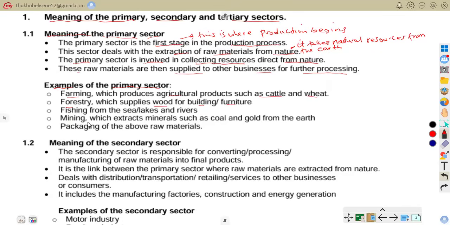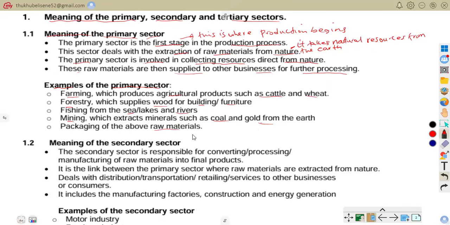Fishing from sea or lakes and rivers. So you catch fish for food. Mining, which extracts minerals such as coal and gold from the earth. Packaging of the above raw materials, so you prepare raw materials for transport, then you package them.